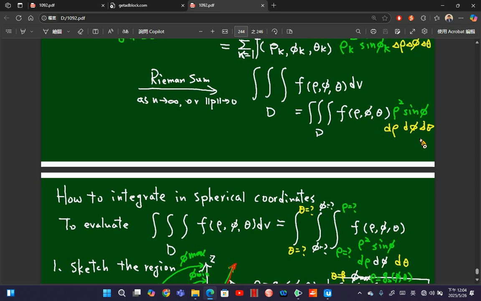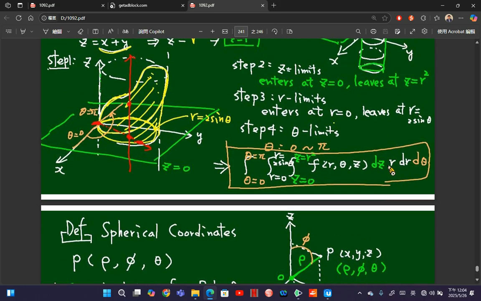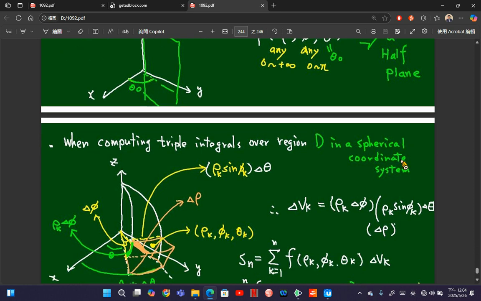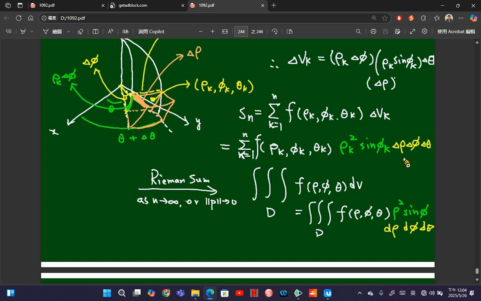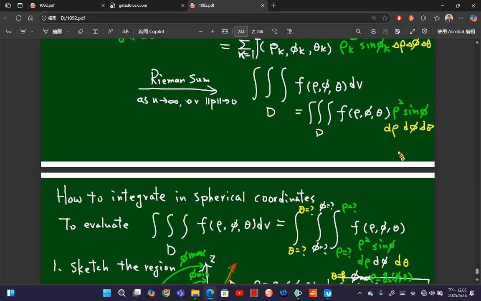rho square sin phi, d rho, d phi, d theta. We just follow this order, but we need to add this part. Like when we dealt with almost the same issue, we needed to add an additional r here, but for the spherical coordinate system, we need to add these terms for the integral.